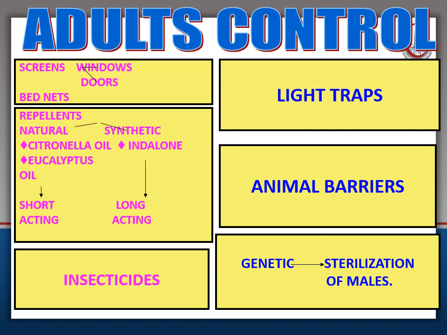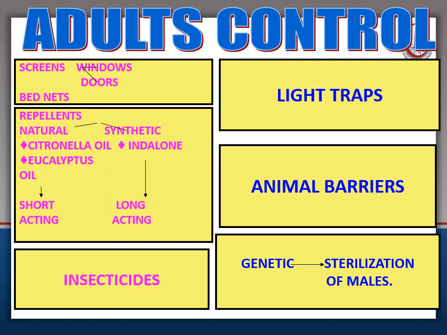Control of adults, on the other hand, and here again I'm talking about a mosquito as an example, we may use screens on windows and doors in order to prevent the entry of the insects into our homes, or we may sleep under a bed net again to prevent the mosquitoes from reaching us and biting. Or we may use repellents. Repellents are substances which we paint on exposed areas of our bodies in order to keep the mosquitoes or any biting insect away.